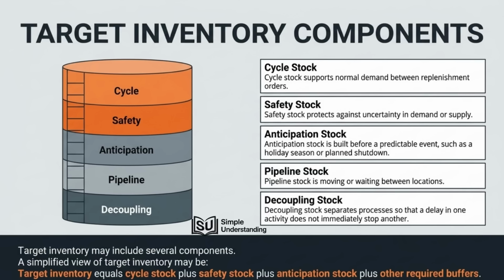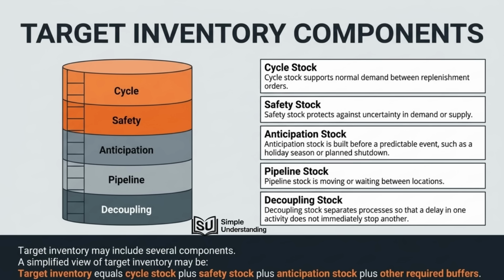Target inventory may include several components. Cycle stock. Cycle stock supports normal demand between replenishment orders. Safety stock. Safety stock protects against uncertainty in demand or supply. Anticipation stock. Anticipation stock is built before a predictable event, such as a holiday season or planned shutdown. Pipeline stock. Pipeline stock is moving or waiting between locations. Decoupling stock. Decoupling stock separates processes so that a delay in one activity does not immediately stop another.